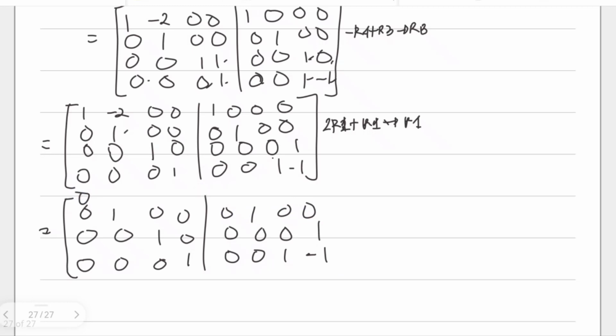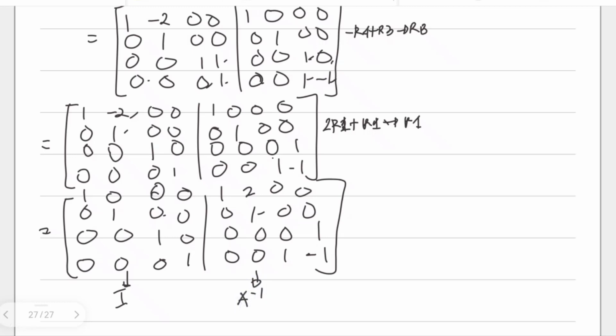2 times 1 is 2 plus negative 2, 0. 2 times 1, 0, so 0, 0. Still 1. 2 times 1 is 2 plus 0, so 2 here, 0, 0. Okay. My bad. This is 1, by the way. This is already in the form of the identity of our 4x4 matrix. In short, this is already our inverse of A.